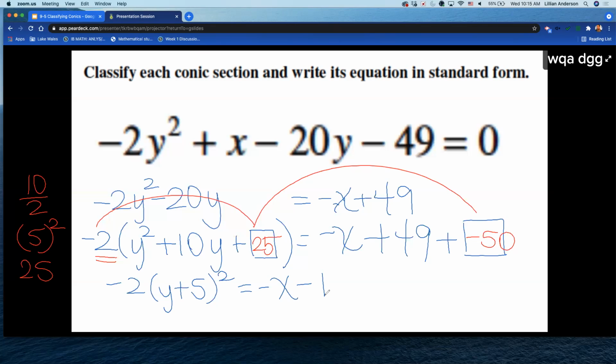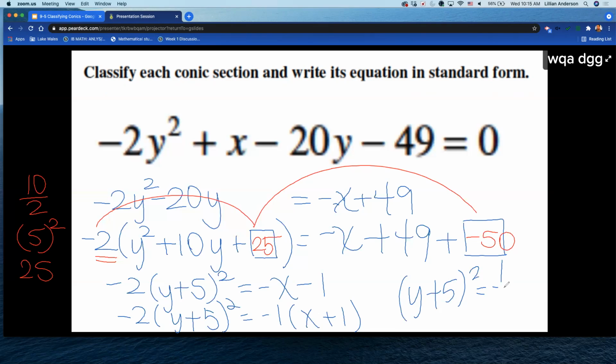Divide by -2. And then what should I do on the right? Pull out a -1. I'll break this down into the pieces. I'm going to pull out a -1 so that way x can be positive, which it needs to be. Then I'll divide by my -2. So my final answer in standard form is this.